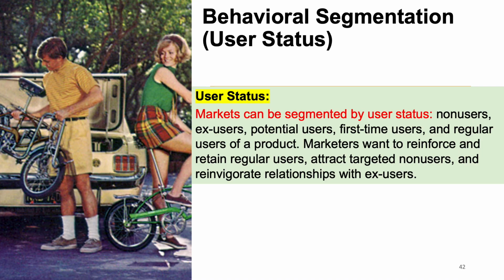The next type is user status. Marketers can segment by user status: non-users, ex-users, potential users, first-time users, and regular users of a product. Marketers want to reinforce and retain regular users, attract target non-users, and reinvigorate relationships with ex-users.